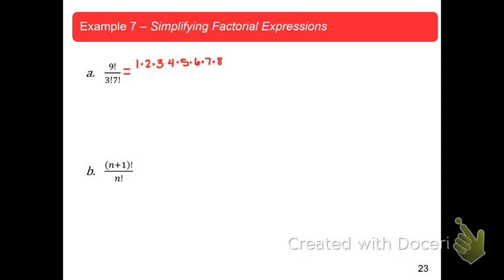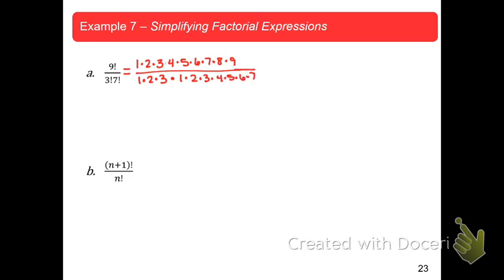Remember, factorial means 1 all the way up to whatever number you're taking the factorial of, over, and then I could write 3 factorial as 1 times 2 times 3, and 7 factorial as 1 times 2 times 3 times 4 times 5 times 6 times 7. All right.